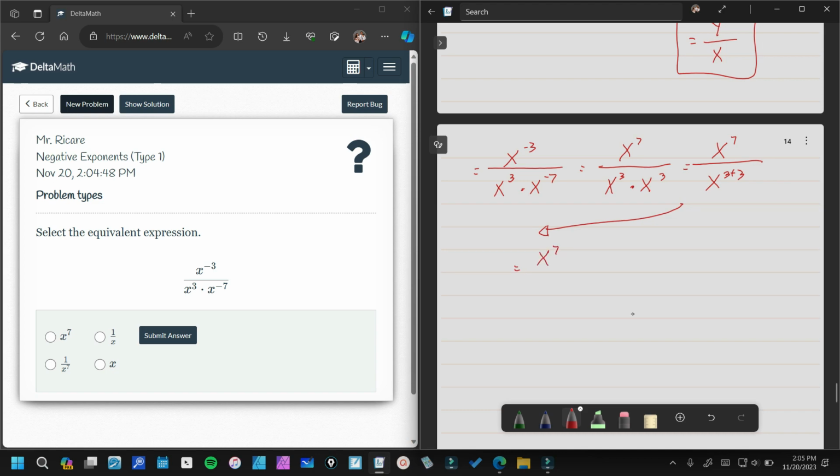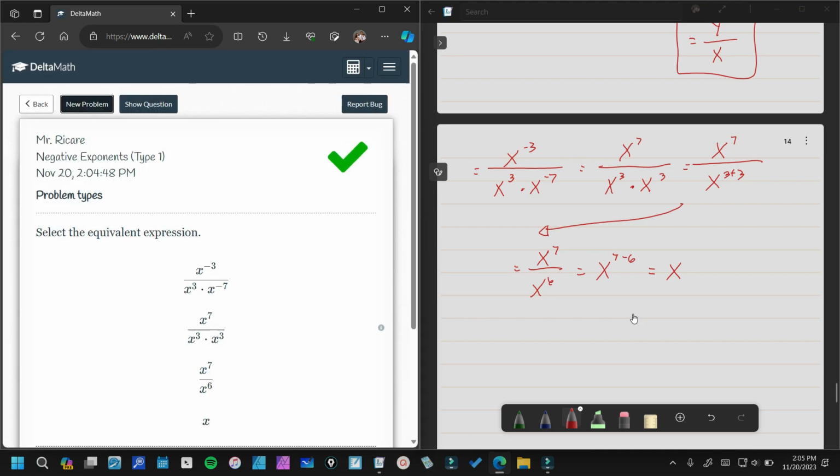So x raised to 7 over x raised to 6 is x raised to 7 minus 6, which is x. And that's the last option. So there you go.